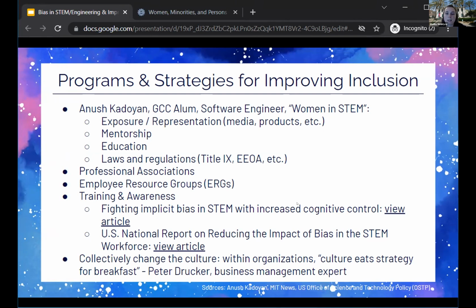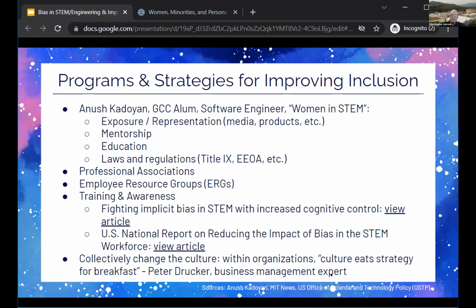I want to make sure y'all feel encouraged. But of course, we know that every one of us has to play a part, no matter how big or no matter how small, in creating a more inclusive STEM environment. So yeah, we need to collectively change the culture. Within organizations, we can do a bunch of strategy about how to be more inclusive, but culture eats strategy for breakfast, is what a business management expert says.